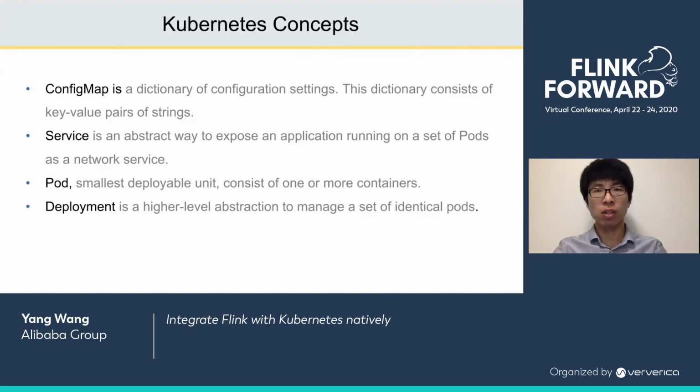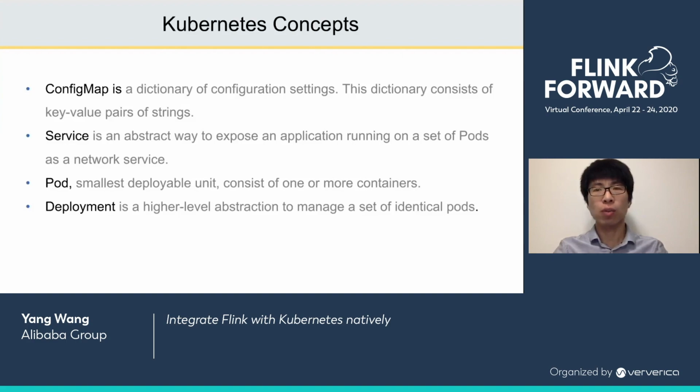The next is Pod. It is the smallest deployable unit. It contains one or more Docker containers, and the containers may have different life cycles. For example, you could use an init container to do some initialization work, such as downloading dependencies, updating the configuration, and so on, and use a sidecar container to collect the logs to persistent storage.